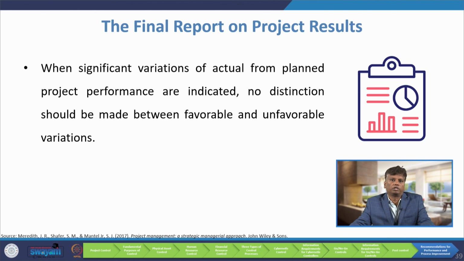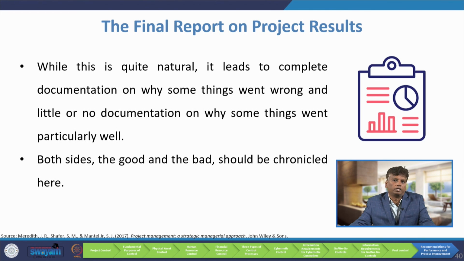Now, we are discussing the final report on project results. When significant variations of actual from planned project performance are indicated, no distinction should be made between favorable and unfavorable variations. While this is quite natural, it leads to complete documentation on why some things went wrong and little or no documentation on why some things went particularly well. Both sides, good and bad, should be chronicled here. So, both good things and bad things have to be documented in the final project report.